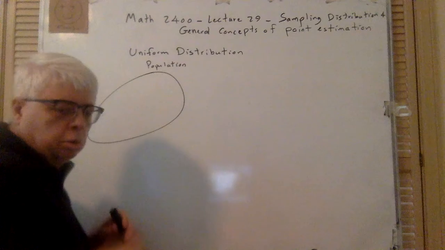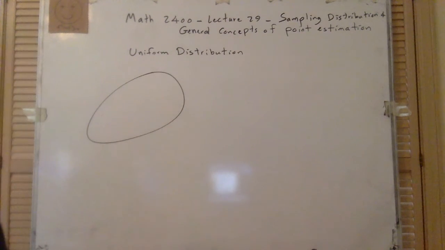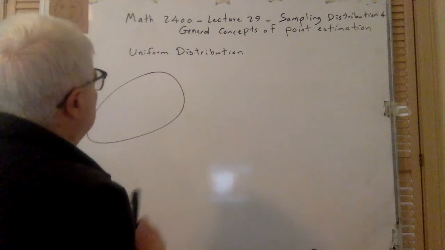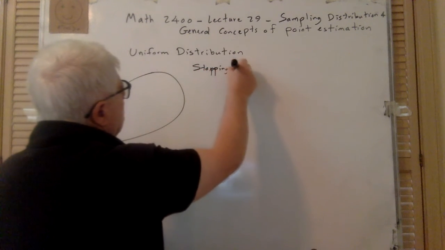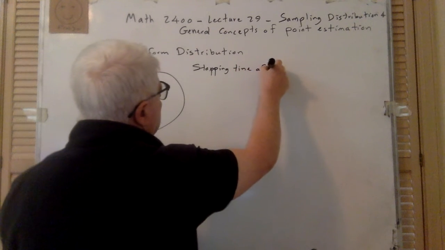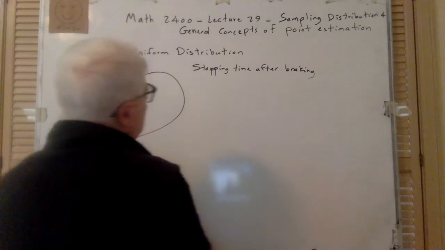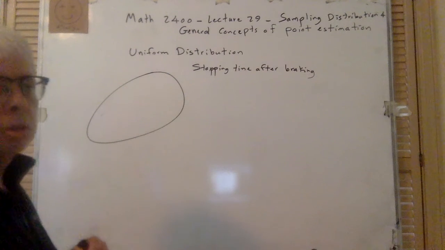how should I say that? Let me say that you have the stopping time of certain cars. So when you brake, is that called stopping time? Whatever. So let's say stopping time after brake. Now, your population is not this. Your population, in fact, is the cars.